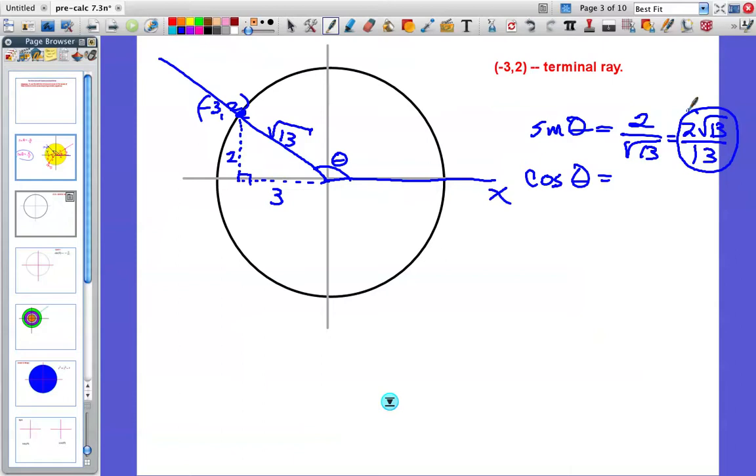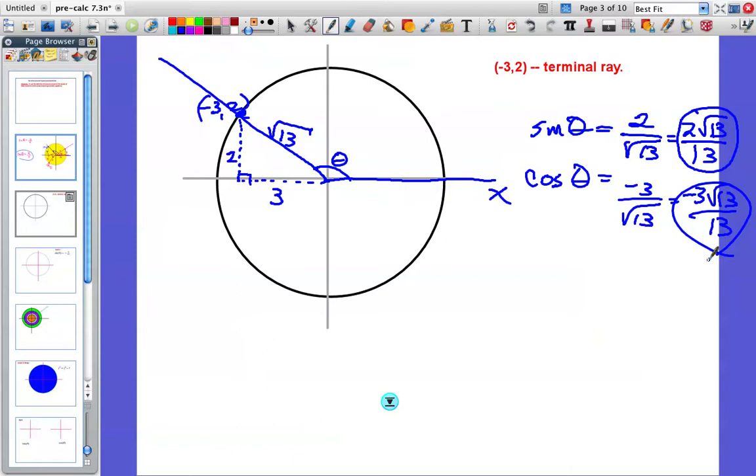The cosine of the angle, which is x over r, and x, remember, is a negative 3 over the square root of 13. So in this case, I have negative 3 roots of 13 over 13. The exact answer for the cosine. And I could do that for any point if you want me to. Make sense? Pretty easy, pretty straightforward. I can tell you a terminal ray.